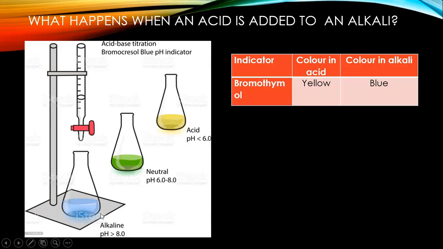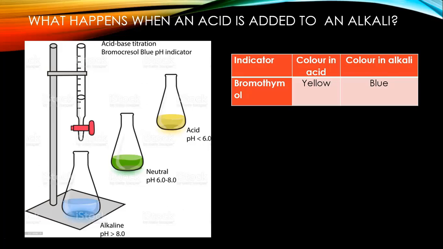In this conical flask here, what we had was an alkali. As you can see, the pH was more than 8. Remember our pH scale, a range of numbers from 0 to 14. So 7 is in between, therefore it's neutral. Every number below 7 indicates an acid, and every number above 7 indicates a base.